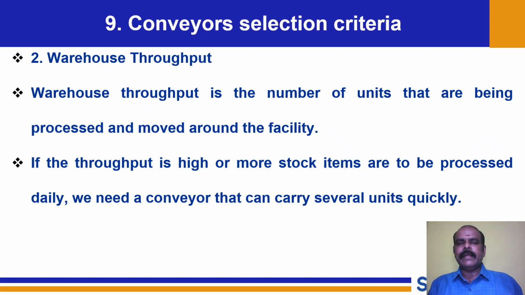The second criterion, warehouse throughput. What is the number of items we are going to shift for one particular period of time, say per minute or per hour, whatever the nature is. Then how the movement is going to be, whether it is going to be completely vertical or some sort of bend you wanted to go ahead with.